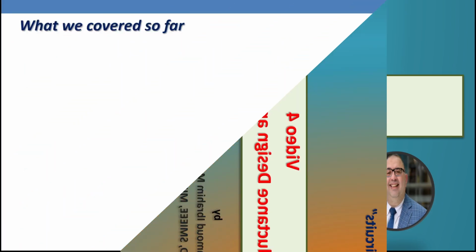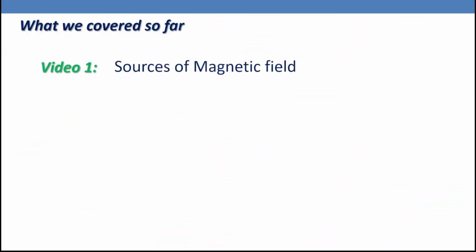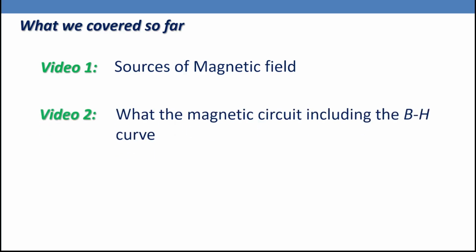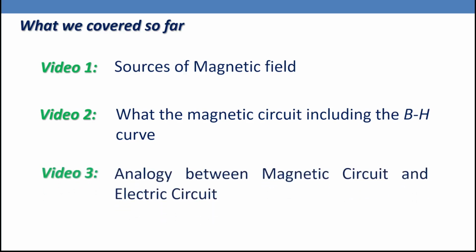Let's start with what we covered so far. In video number 1, after the introduction to this course, we introduced the sources of magnetic field. In video number 2, we looked at what a magnetic circuit is, including the BH curve. In video number 3, we had the analogy between the magnetic circuit and the electric circuit. I'm going to add the links for these videos in the comments. Now we are going to start our topic.